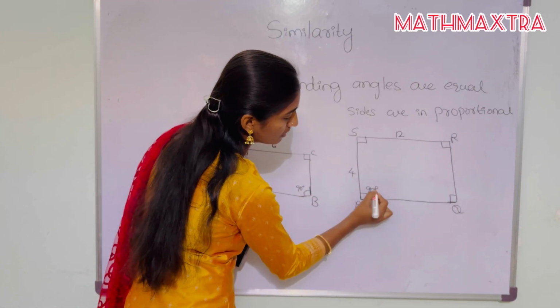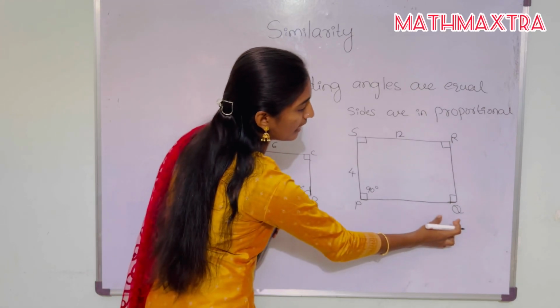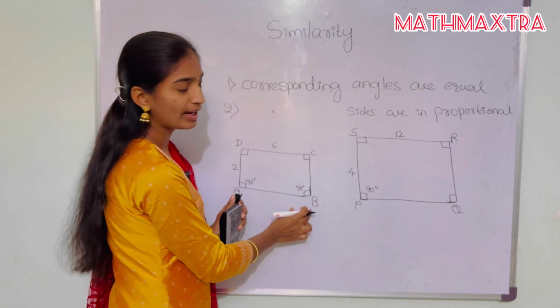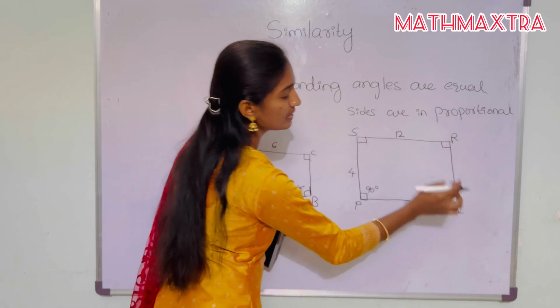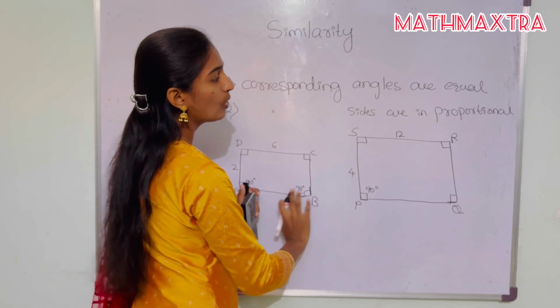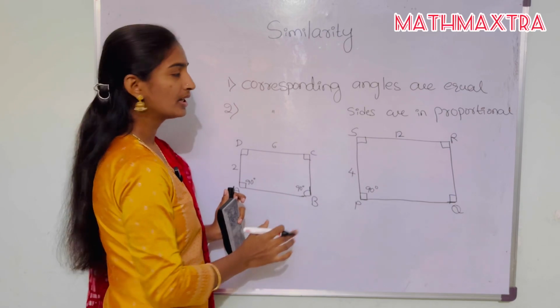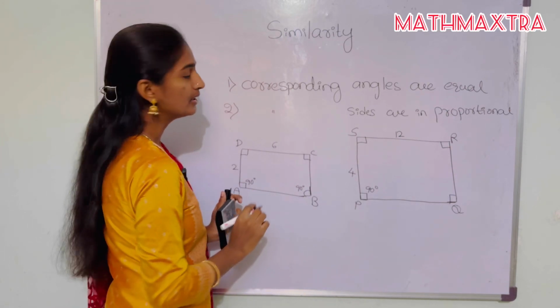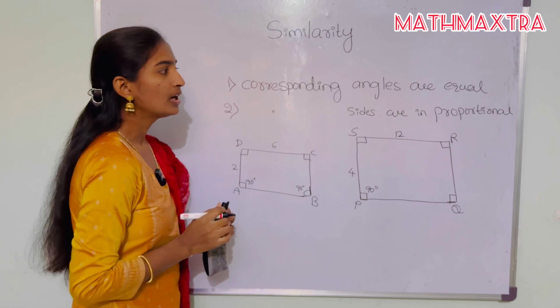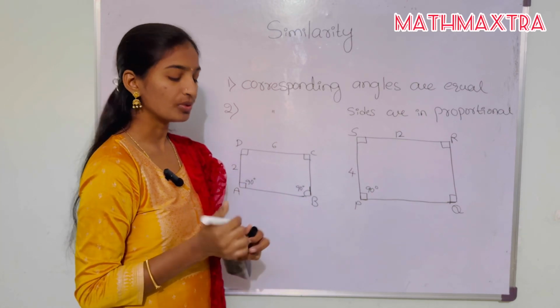So this is equal to 90 degrees. This is also equal to 90 degrees. Similarly, this angle Q is corresponding angle to angle B. So this is 90 degrees. This is also 90 degrees. Similarly, all the corresponding angles are equal, isn't it? Yes, first condition is satisfied. Now move to the second condition, corresponding sides are proportional.